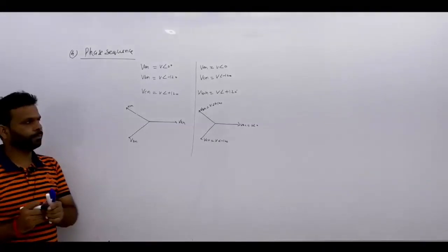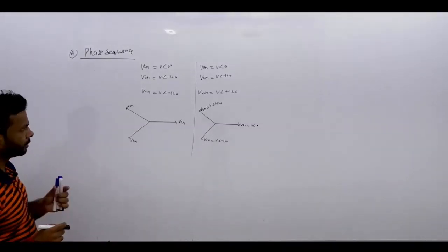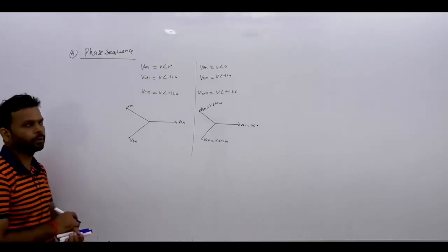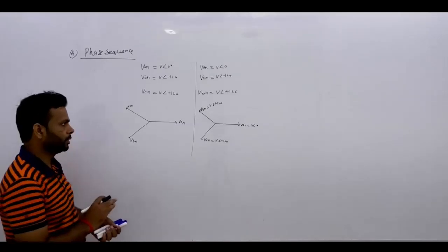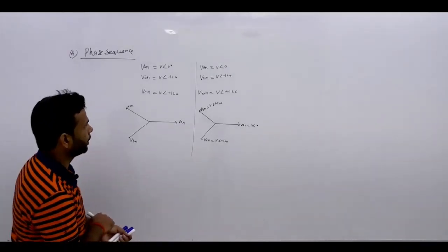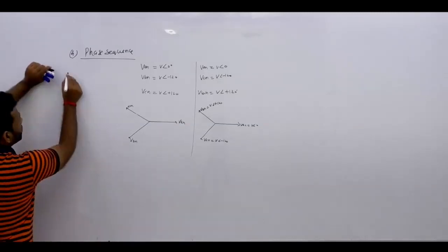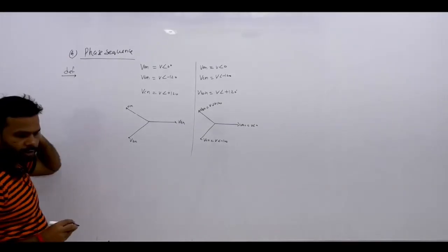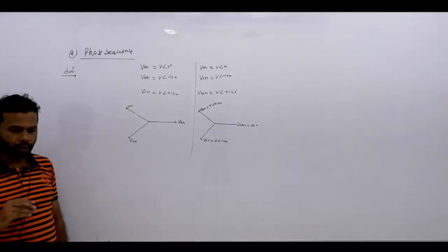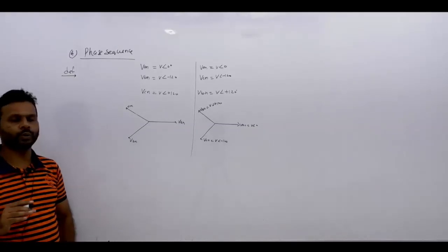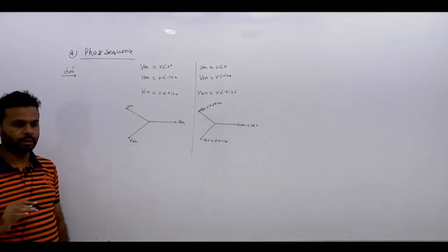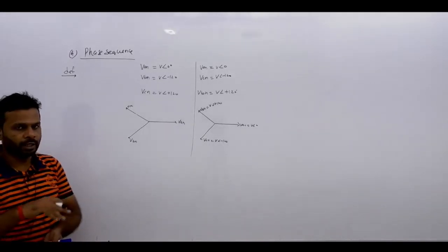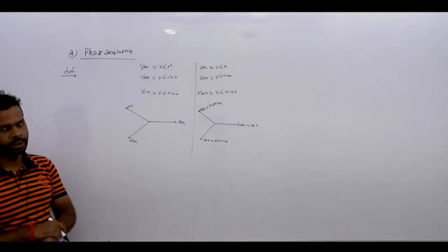Now let's see what the phase sequence is. First I will define the phase sequence, then what the types of phase sequence are and what the importance of phase sequence is. After that we will do one numerical on that. So the first part is the definition. Phase sequence is the order or sequence that tells you in which phase the first maximum voltage is induced, and after that in which phase the maximum voltage or current is induced.